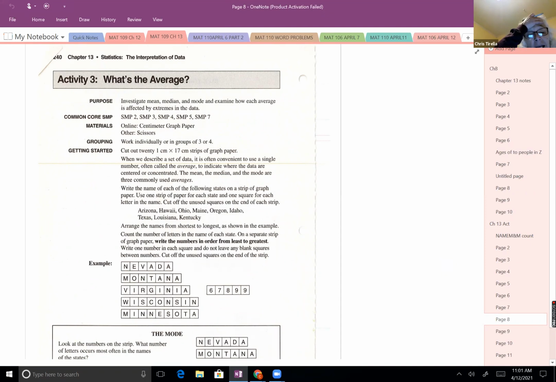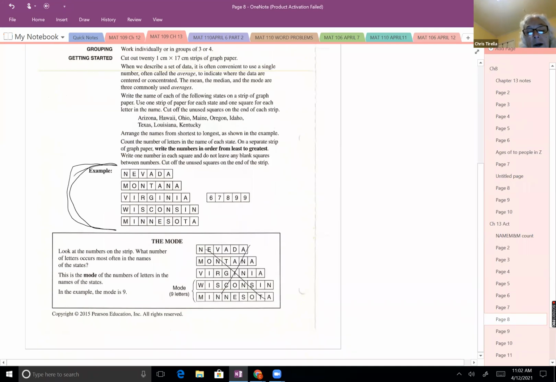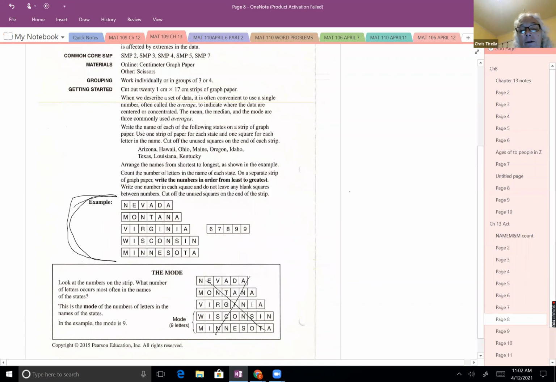What I want you to be careful with is that they already have worked out for you the example that makes use of these 5 states. Do not use those 5 states. You're not just repeating exactly what they did; instead, they want you to use the states Arizona, Hawaii, and so on. You're going to replicate the work that they do, but with these states.